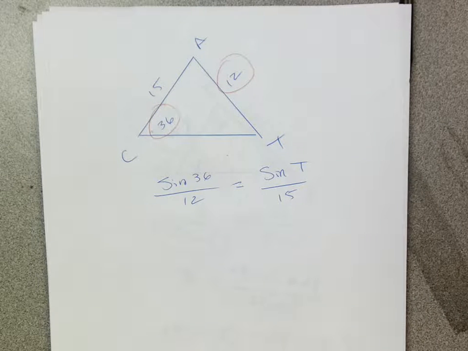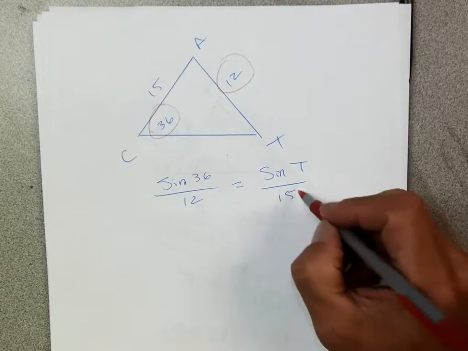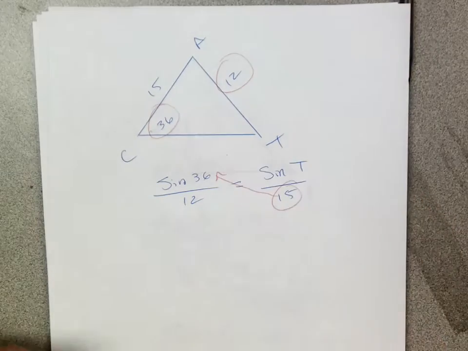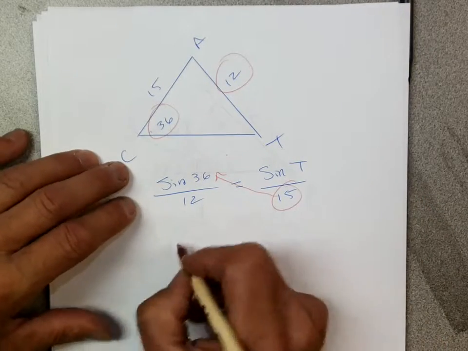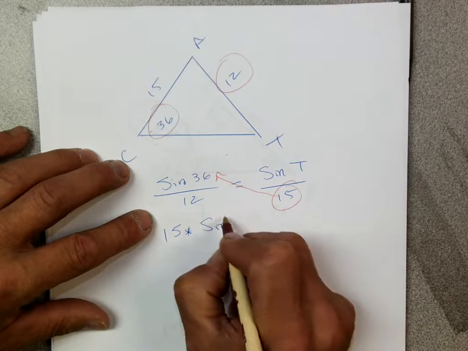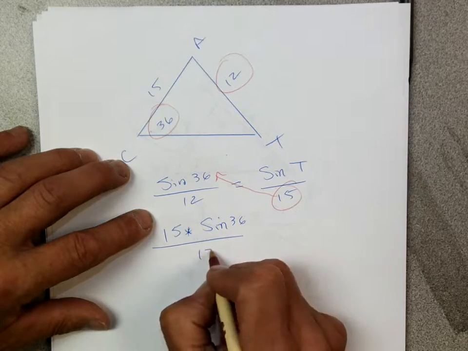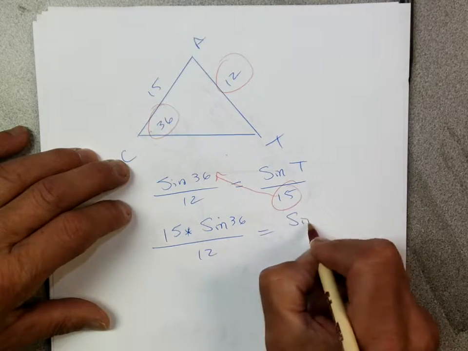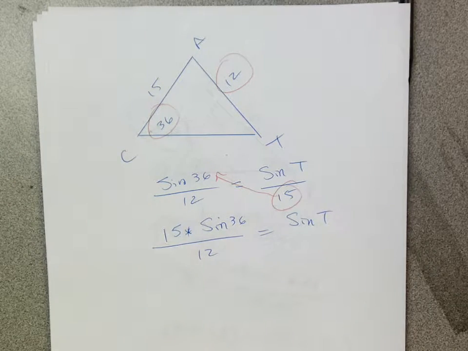Not too bad, right? And now I'm going to solve. So I'll multiply the 15 up there. Now I have to be careful because of 36, so I want to put the 15 in front. 15 times sine of 36 divided by 12 equals sine of t. So I brought up the 15, just multiplied it up. 15 times sine of 36 divided by 12. And I'm going to use my calculator.